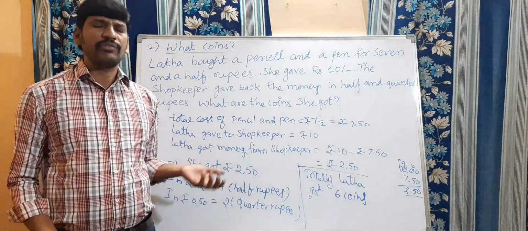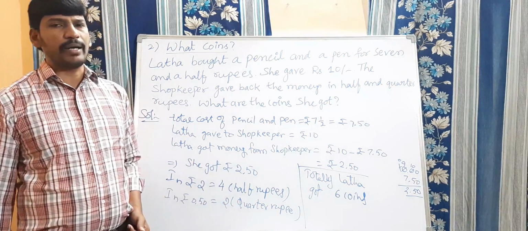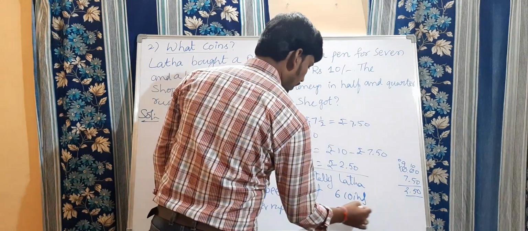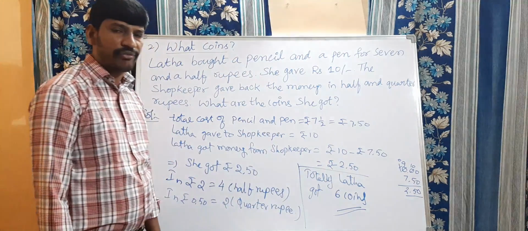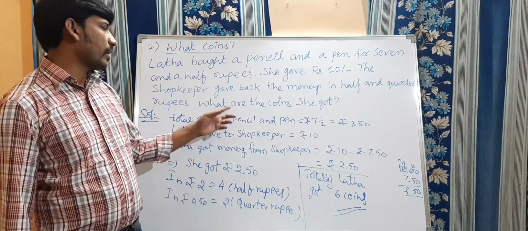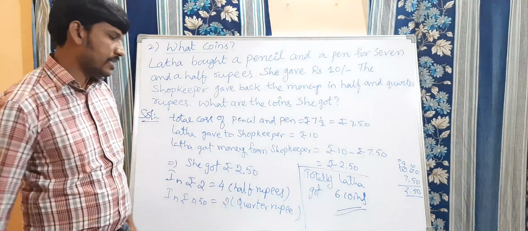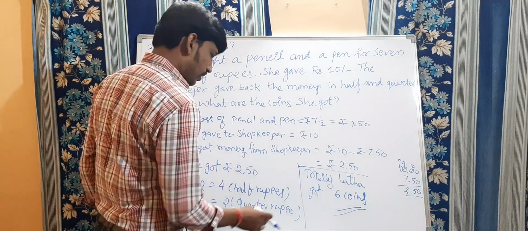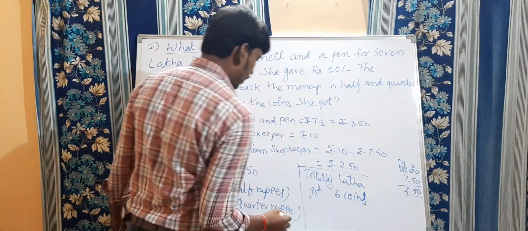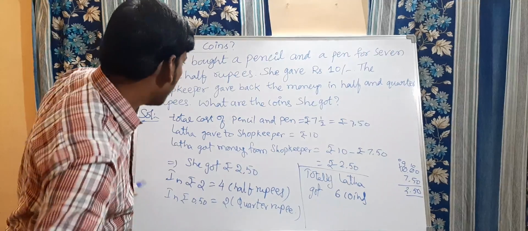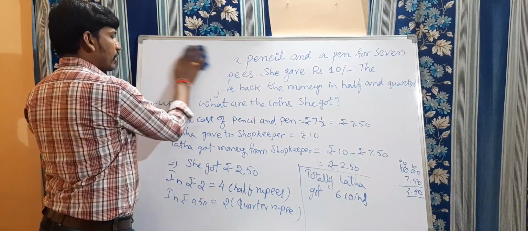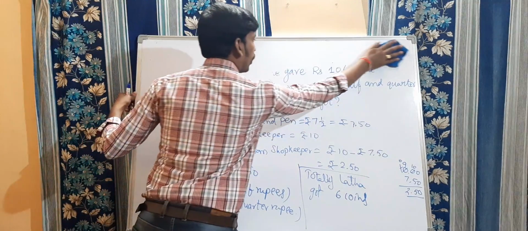Clear? Half rupee is nothing but 50 paise and quarter rupee is nothing but 25 paise. Is this clear, my dears? Lata got totally 6 coins. Of those, 4 are 50 paise coins and 2 are 25 paise coins. What are the coins? That is 50 paise coins and 25 paise coins. Here I am going to write so you get clarity. Totally she got 6 coins.